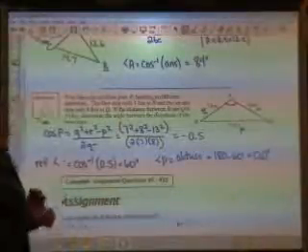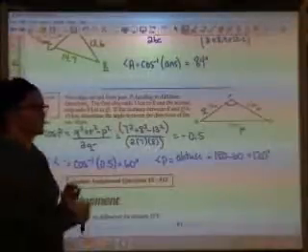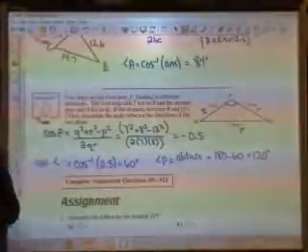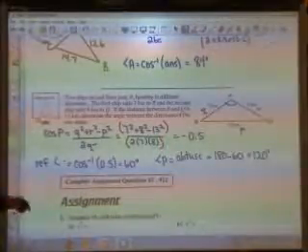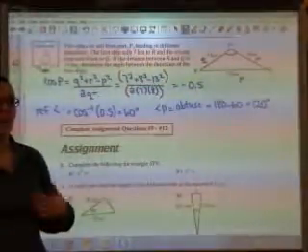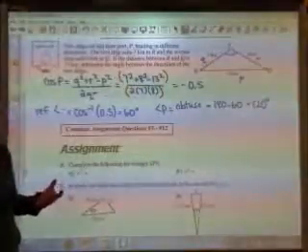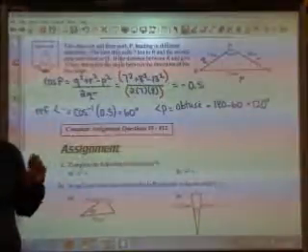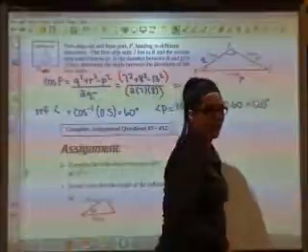If you go cos inverse negative 0.5, you do get 120 degrees. And that's because we are in quadrant 2. And so your calculator will give you the first angle, but it won't give you the second. So it would give you the 120 degrees, but it wouldn't actually give you what would end up being the 240 degrees, which is what that angle would be in the third quadrant. It's a discussion to have tomorrow.